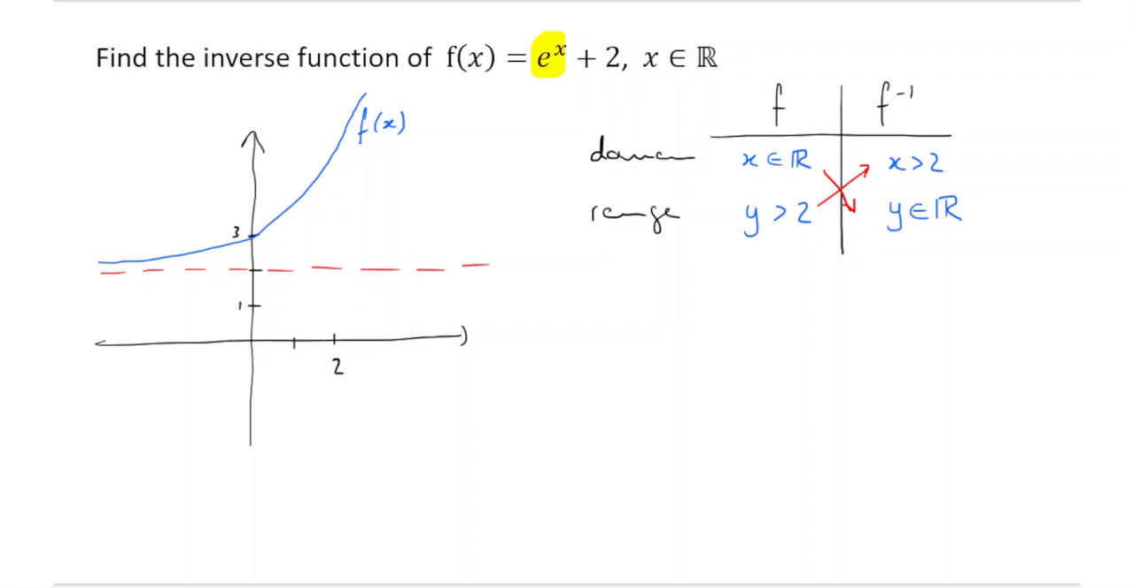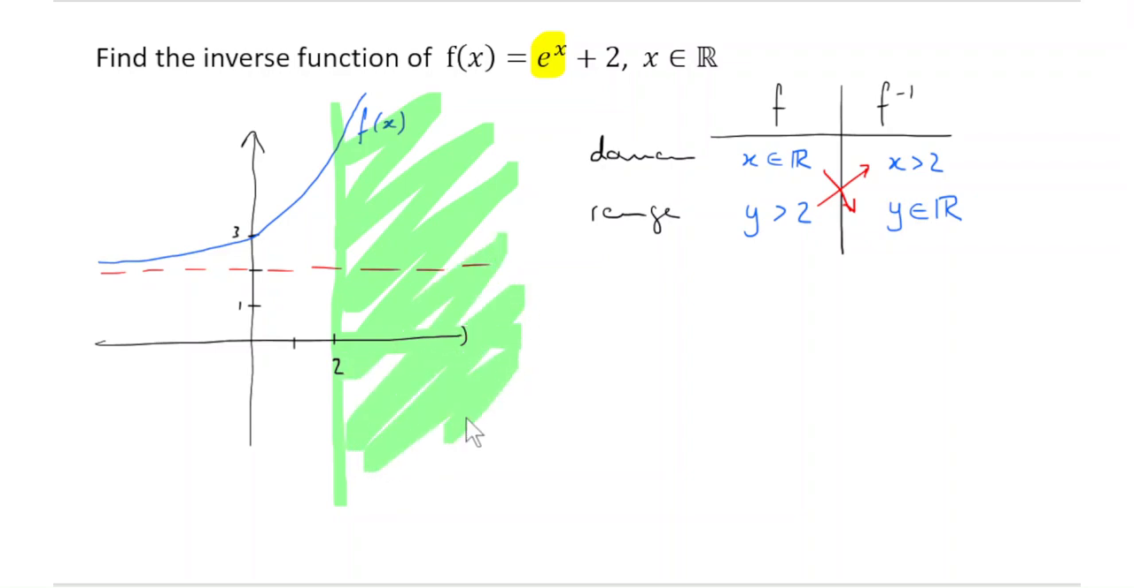So let's try to sketch that on here. We expect our domain to be everything that's greater than 2, and we expect our range to be all the real numbers. So in other words, we expect a graph that's going to occupy all of this space here, because that's the space where x is greater than 2, and the y values can be any of the real values. Okay, so we expect our function to be there.